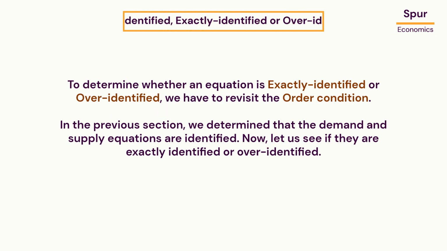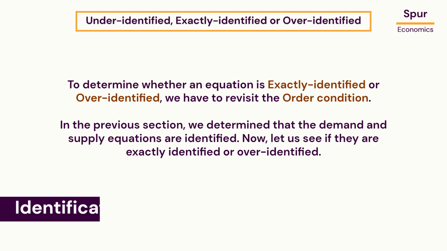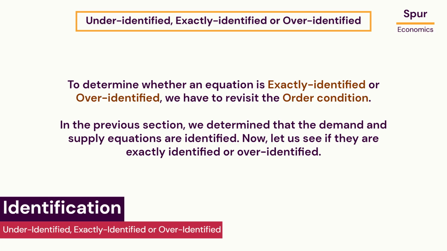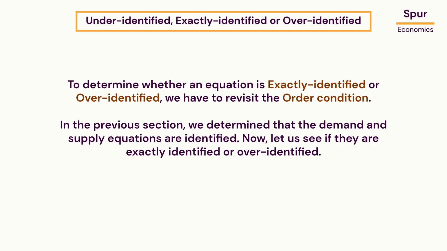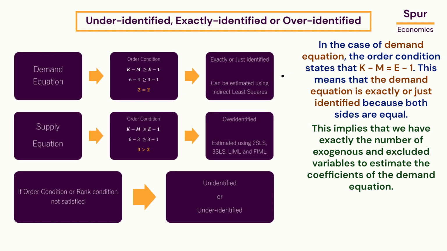To determine whether an equation is exactly identified or over-identified, we have to revisit the order condition. In the previous section, we determined that the demand and supply equations are identified. Now, let us see if they are exactly identified or over-identified. In the case of the demand equation, the order condition states that k minus m is equal to e-1. This means that the demand equation is exactly or just identified because both sides are equal.